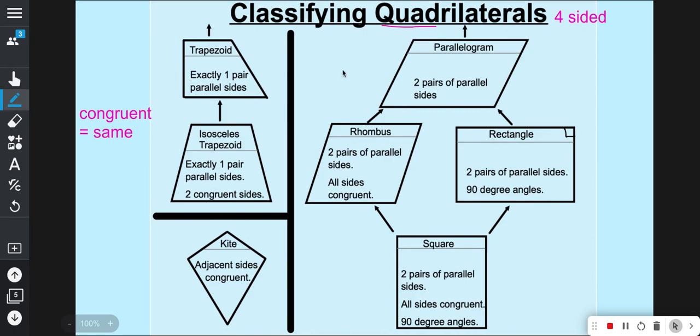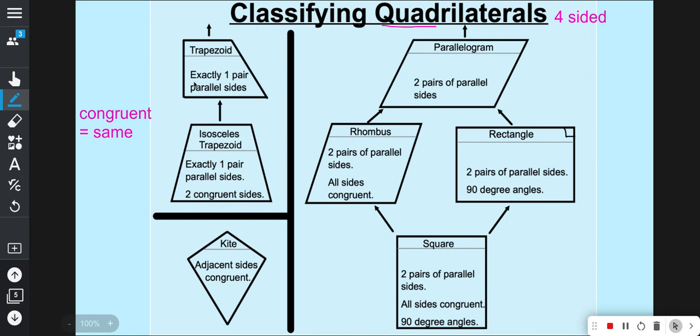Now, these are terms and definitions that you need to memorize. They are going to show up in 3rd grade math, 4th grade math, 5th grade math, and so on and so forth. The more you know these definitions, the more successful you're going to be as you go through all the grade level units. So let's start with trapezoid.